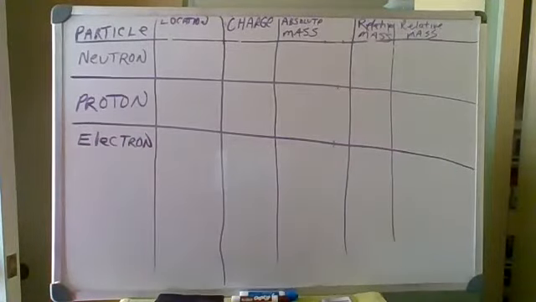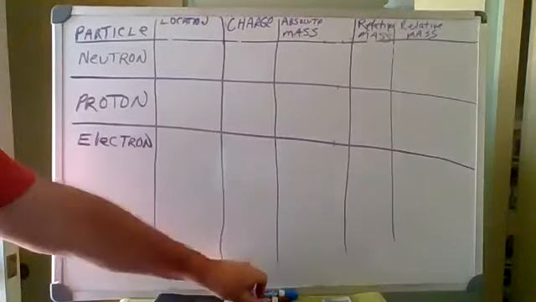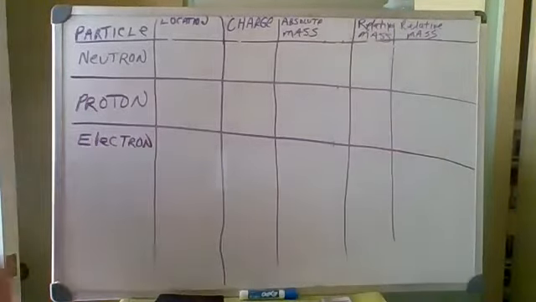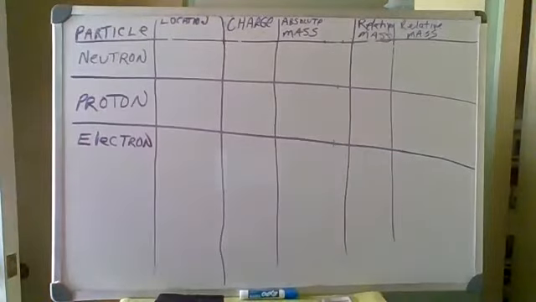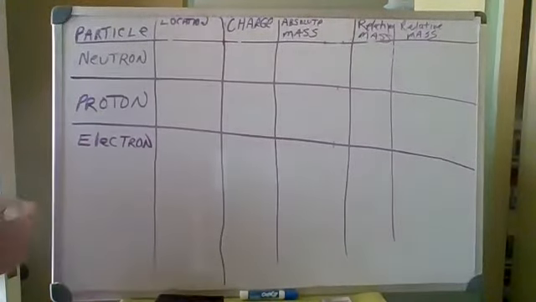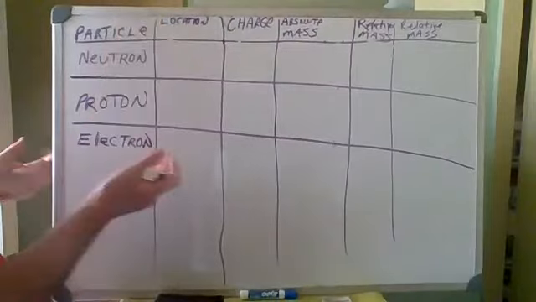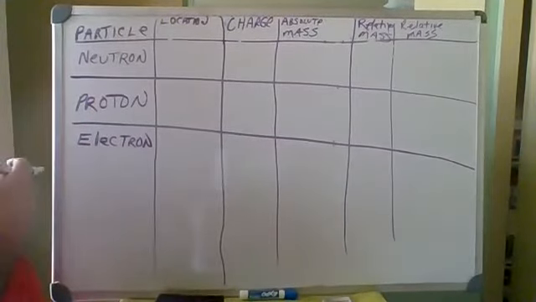Okay, so we have this little table here. We know there's three different types of particles inside atoms: neutrons, protons, and electrons. Okay, so we're going to discuss various aspects of these. First is location, where they are in an atom.